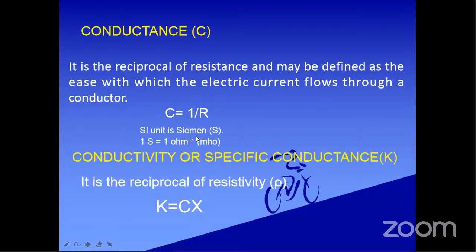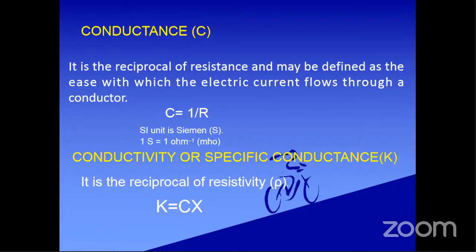That means Siemens equals ohm inverse, or mho, all are the same. These are the units for conductance. So what is the specific conductance or conductivity? This is the relationship between the specific conductance and conductance: K equals specific conductance, C is conductance, and X is the cell constant.